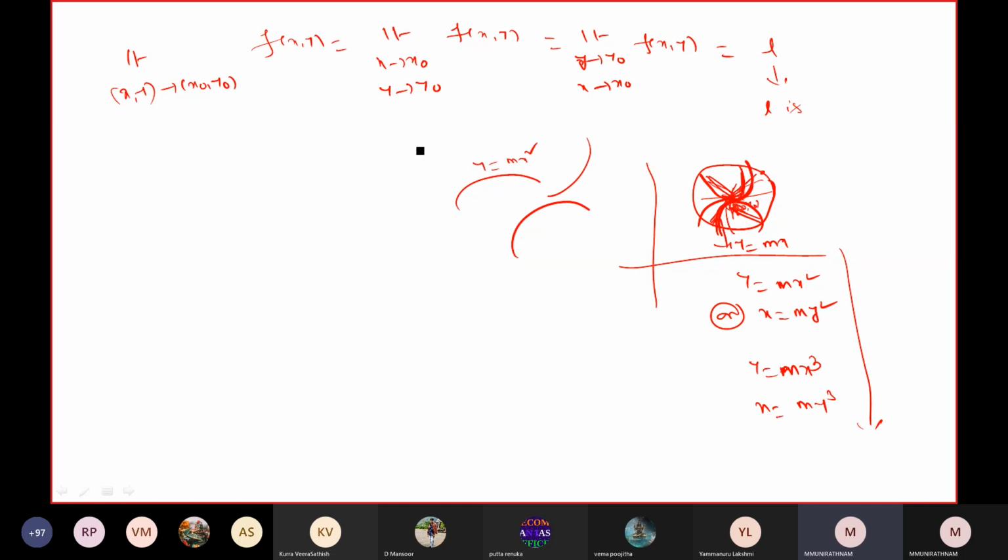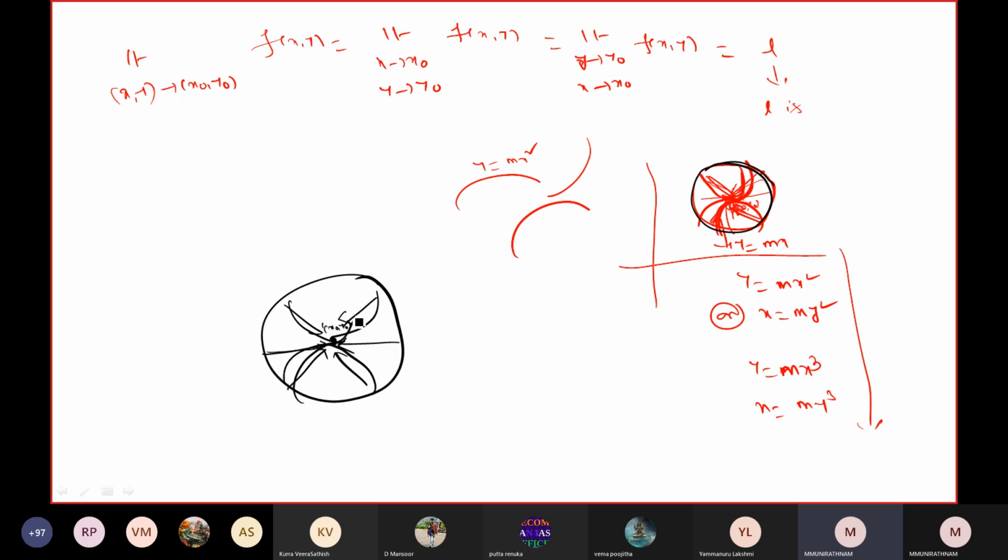But in the case of two dimensions, as I told you, the neighborhood of any point is a circle of radius delta. So when x is approaching x naught, this is x naught comma y naught, not only from the left side, not only from the right side, either this side, either this side, either like this, either like this. Many ways you can approach.